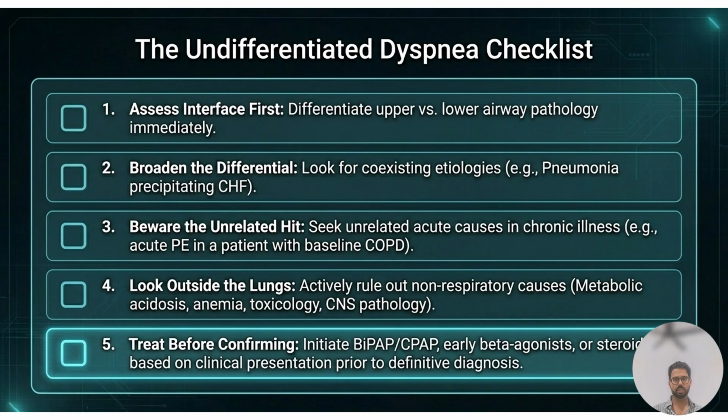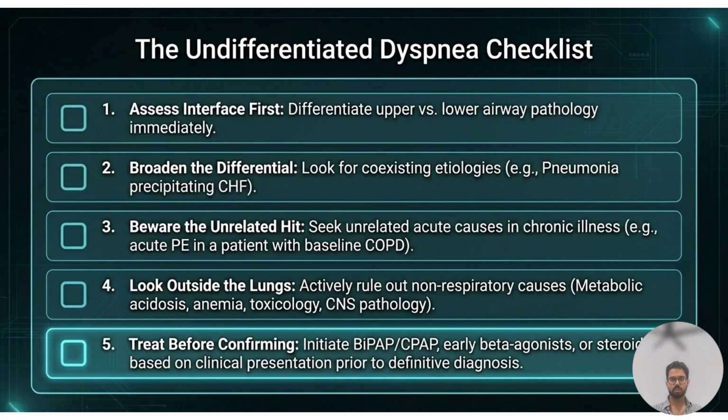So here we're looking at the undifferentiated dyspnea, and here's a checklist that we can use. First, assess your interface. Differentiate upper versus lower airway pathology immediately. Is this an upper obstruction? Is this a lower infection, for instance? Those are things that first and foremost we want to look at.